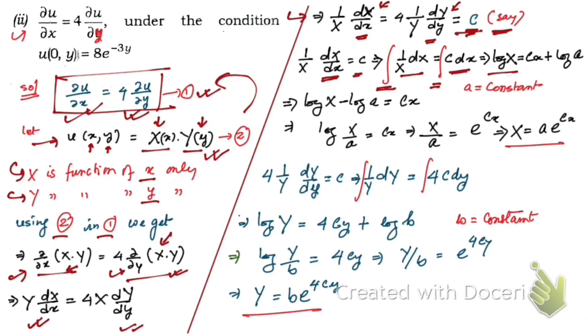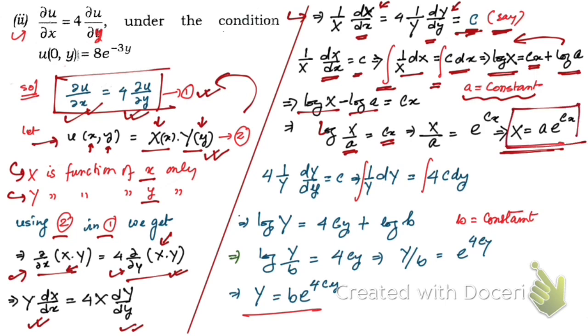Integrating both sides we have got log of capital X equals c x plus log of a, where a is a constant, right? So now bring the log a to this side, then we have got log X minus log a, and using the property of log, we have got log of X by a, equal to cx on the right hand side. Here the base of this log is e, so we can say X by a is equal to e to the power cx. So capital X is equal to a e to the power cx. So this is the value of capital X.